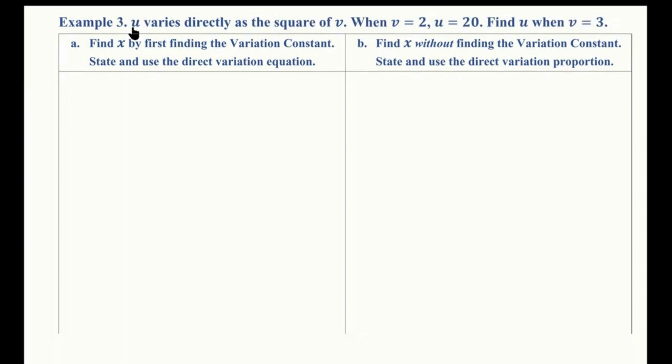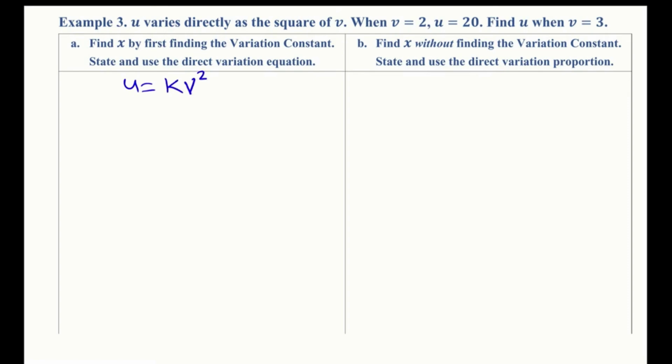Okay, so here we have another example. We have u varying directly as the square of v, and we know that v is 2 when u equals 20, so we want to find u when v equals 3. So first we'll set up the general variation equation, so we know u varies directly not as v, but rather as the square of v. So we have u equals kv squared instead of just v, right?